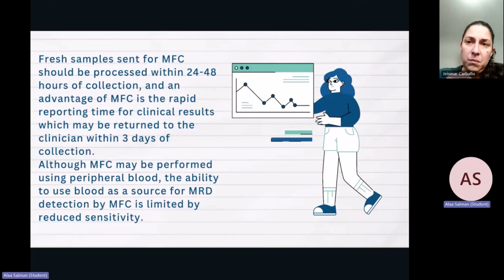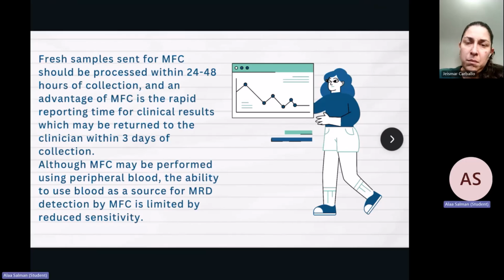Fresh samples sent for MFC should be processed within 24 to 48 hours of collection, which is why this is an advantage of MFC, because it is rapid and the reporting time for clinical results may be returned to the clinician within 3 days of collection. Although it may be performed using peripheral blood, the ability to use blood as a source for MRD detection by MFC is limited because of its reduced sensitivity, which, as discussed before, is one of its limitations.